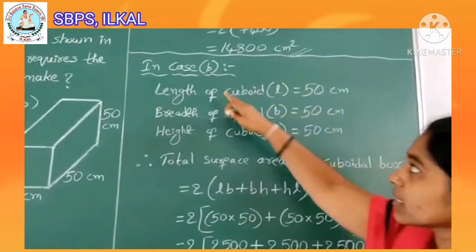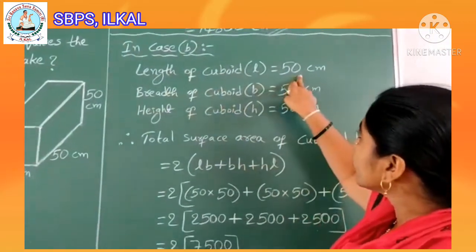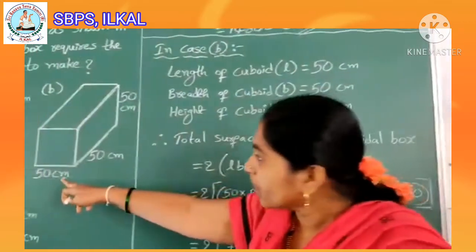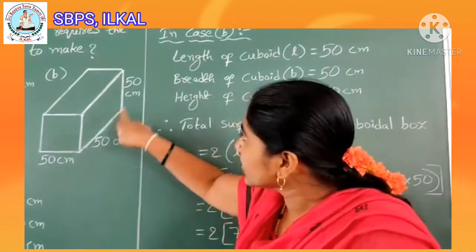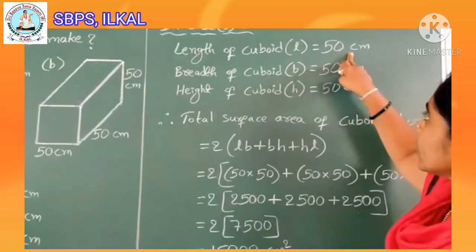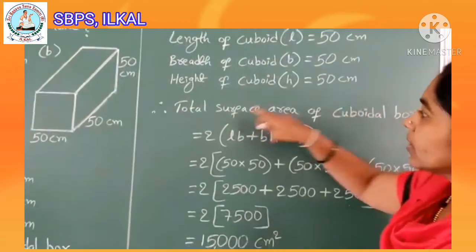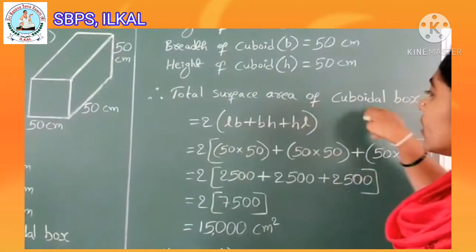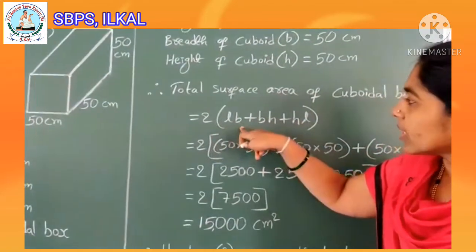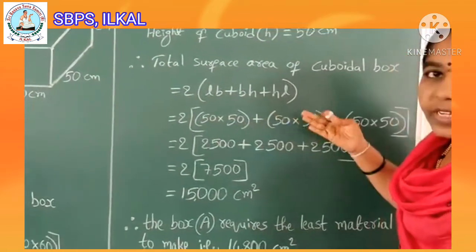Now let's move to the next case. In case B, length of cuboid L is equal to 50 centimeter. Once you observe here, 50 centimeter, 50 centimeter, 50 centimeter. Length of cuboid L is equal to 50 centimeter, breadth also 50 and height also 50 centimeter. Total surface area of the cuboidal box is equal to 2 into LB plus BH plus HL. Here all the values are 50 only, children.